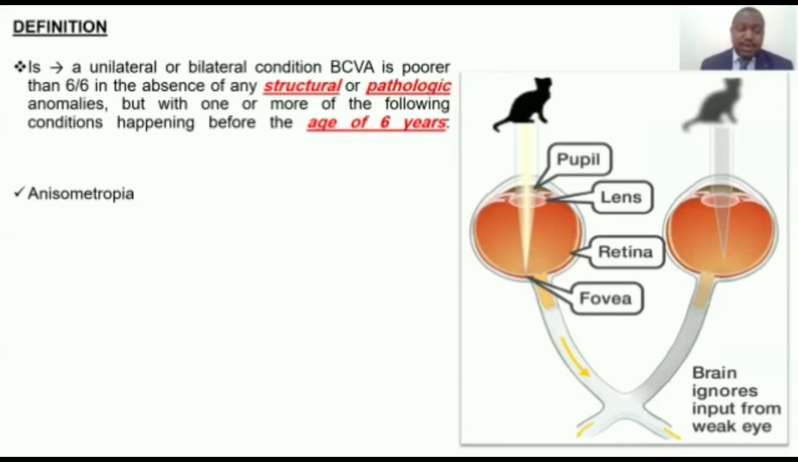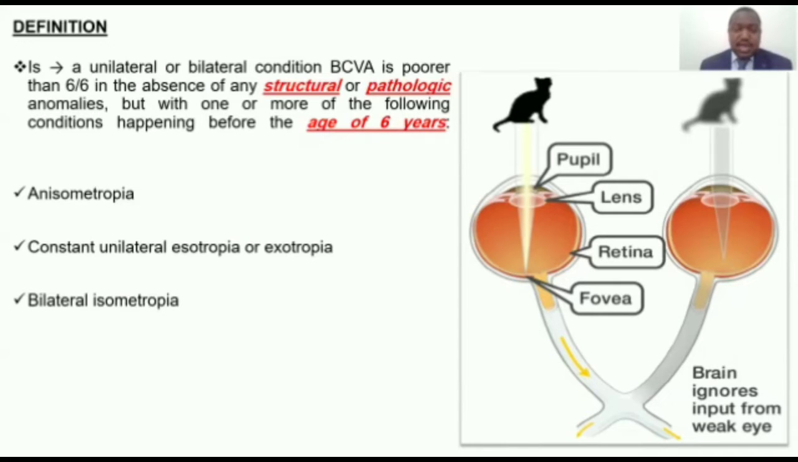If anisometropia happens before the age of 6 years, this could lead to development of amblyopia. And also, if a constant unilateral esotropia or exotropia happens before the age of 6 years, it could also lead to development of amblyopia, because before 6 years is a period called the critical period. Any problem happening during this period could have a serious effect on vision. And also bilateral ametropia: if there is bilateral uncorrected refractive error in both eyes, it could lead to development of amblyopia due to failure of retinal image formation in both eyes.